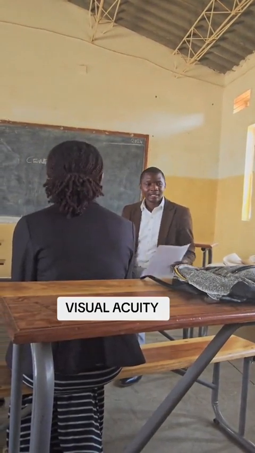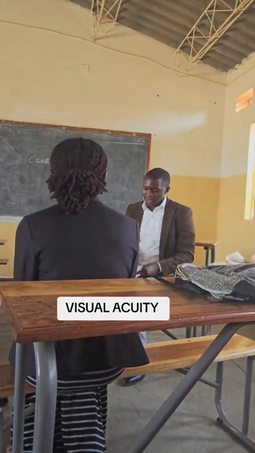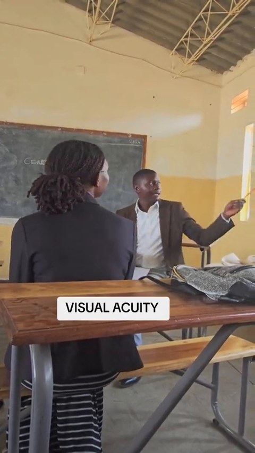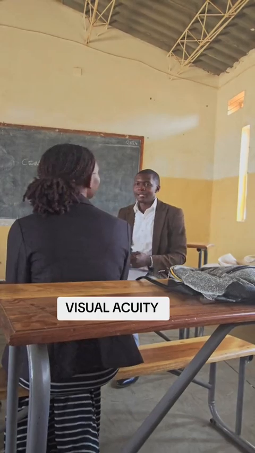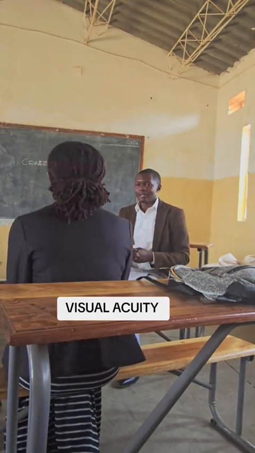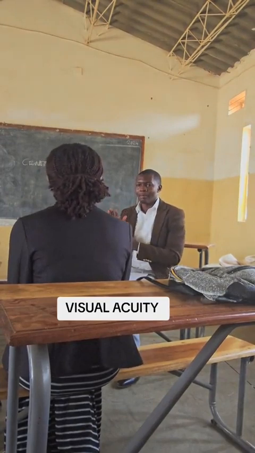So what will happen is that I will place you 6 meters from this particular chart. So I will be pointing at the letters, then you need to tell me what letters you're able to see. If you can't see the letter, just tell me you cannot see. So as you cover your eye, I will ask you to cover your eye using the arm.